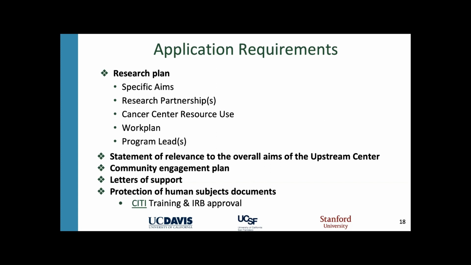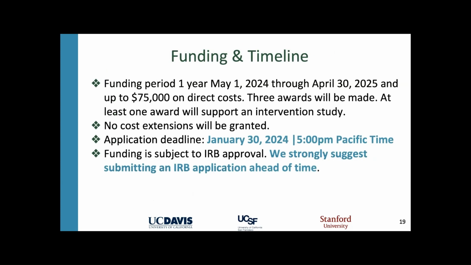We also have other application requirements, such as the cover letter, NIH biosketch, a modular budget. And more of those will be explained in detail in the RFA, which we have available on our website. Funding and timeline is the next most important thing that you have to know, which is that the funding period is a year from May 1st, 2024 through April 30, 2025.